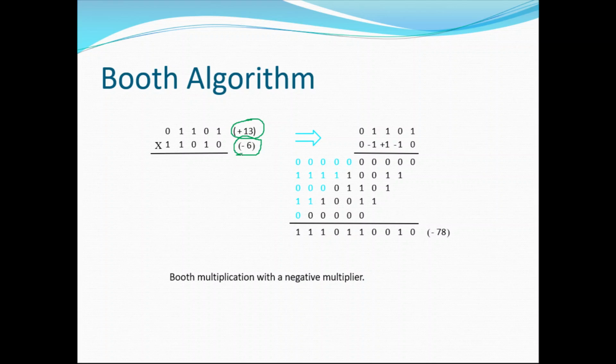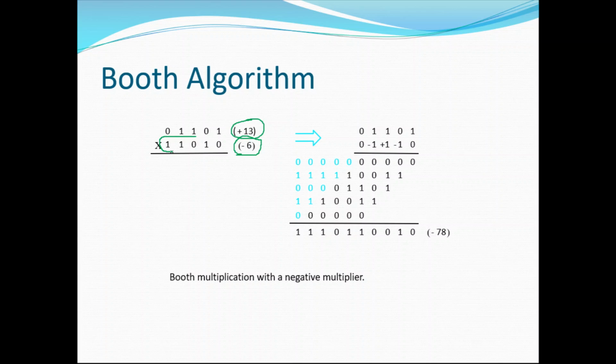So how do we go about that? First, 13 should be multiplied with minus 6. So how can you represent minus 6? Here, if you see how it is represented, first we are taking the 2's complement of 6. What is the 2's complement of 6?